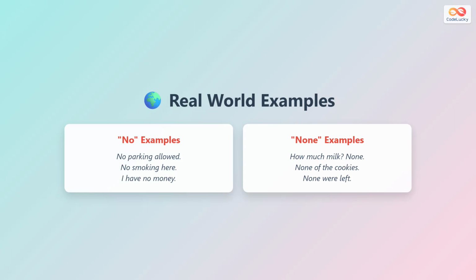Examples of no include sentences like no parking allowed and I have no money. Examples of none include answers like none of the cookies or none were left. These examples help you see how to use no and none when talking about real situations.